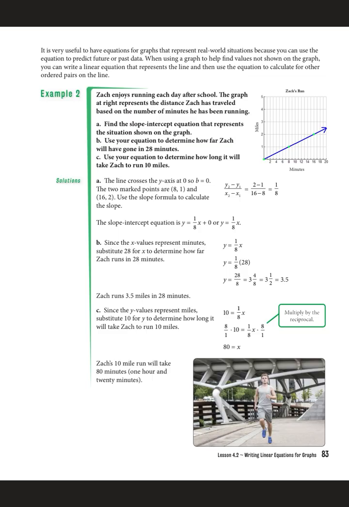The one thing that they do show you on this page is this right here. In other words, they're using the slope formula to calculate the slope. And once they have the slope, as long as they can figure out what the y-intercept is, then they can figure out the equation from there.